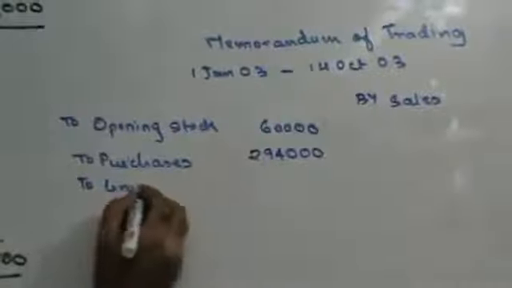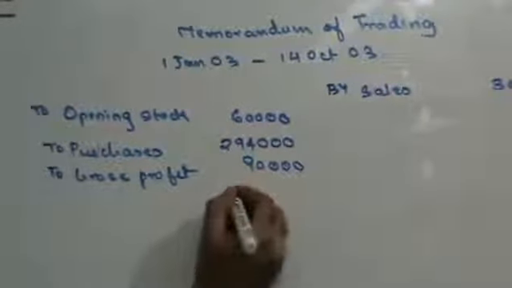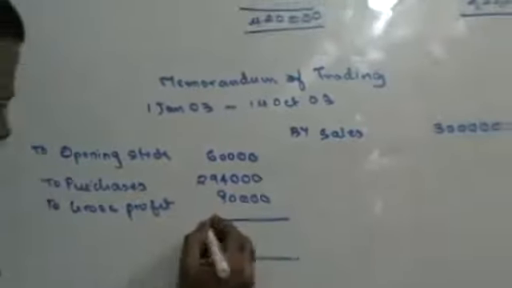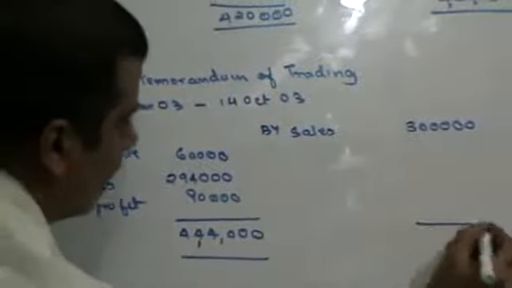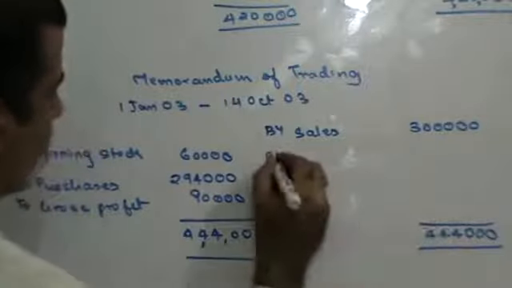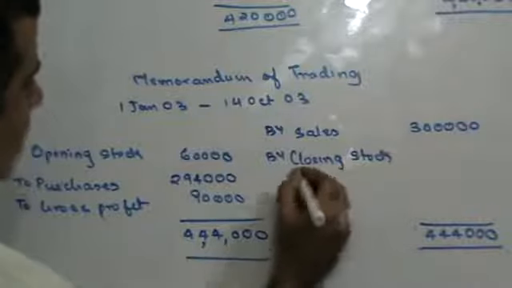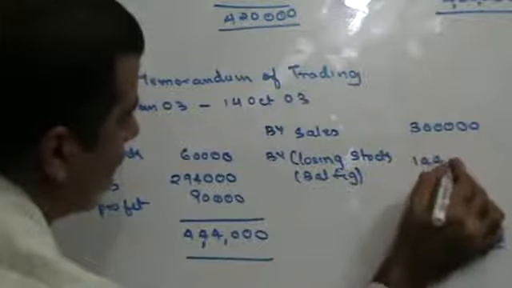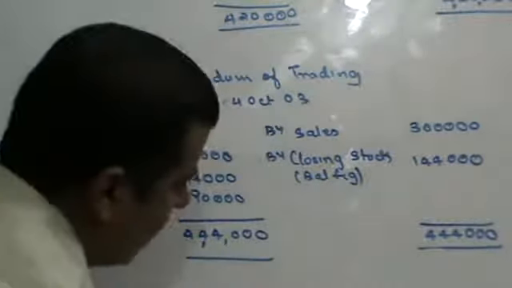To gross profit 90,000. Tally the memorandum of trading account. So when you tally this, this will be 4,44,000. This is going to be by closing stock. This is the balancing figure, 1,44,000. Right? Once I have closing stock, then I can make statement of claim.